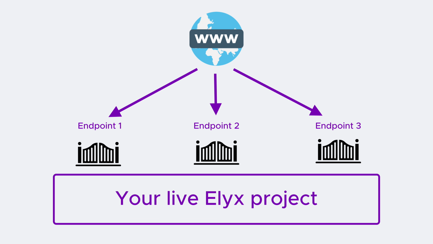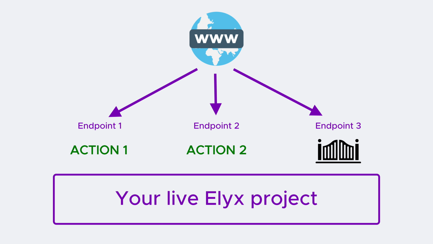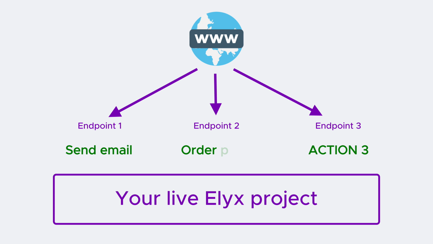An endpoint is a gateway so the internet can access your application. You can have as many endpoints as you want. Traditionally, one endpoint is paired with one internal action of your application. But there's no limit to what you can make an endpoint do. It is effectively an external trigger to a part of your logic. For example, send email with this form data, or order a pizza, or get the latest news.